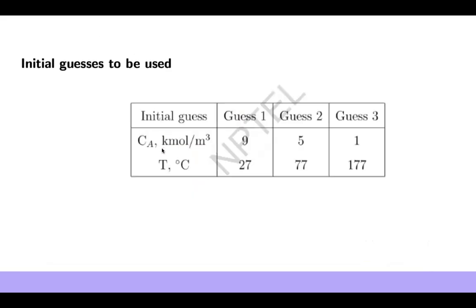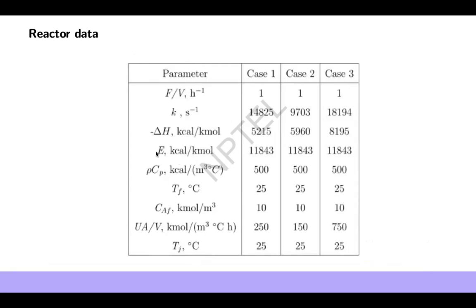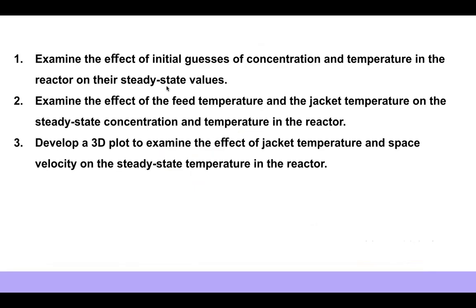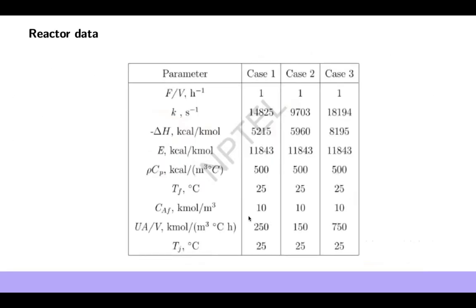What was E? Have we used E anywhere? Okay, E is the activation energy, because we have the reaction rate K equal to K0 e raised to minus E by RT. So this is the activation energy. Rho Cp we have already discussed, that is the property of the reactants. Again, that is given. TF is the initial feed temperature. That is also given for three conditions.